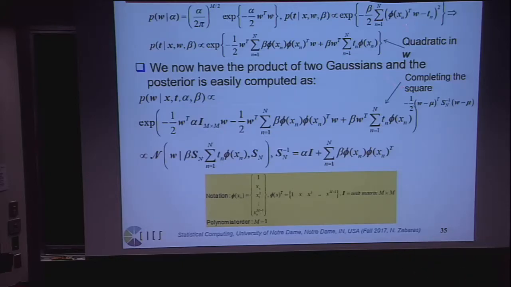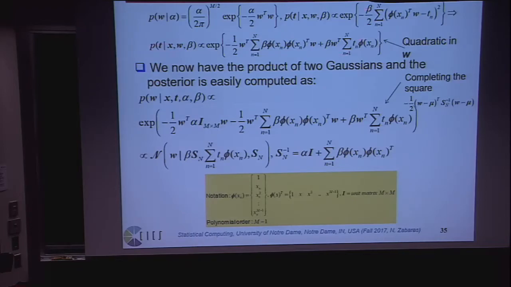So my regression function is phi transpose times W, so I write this in a vector form. Really, in our trivial example, phi of x_n was 1 for the bias term, the constant term, x squared, etc. So this is the likelihood, this is the prior.